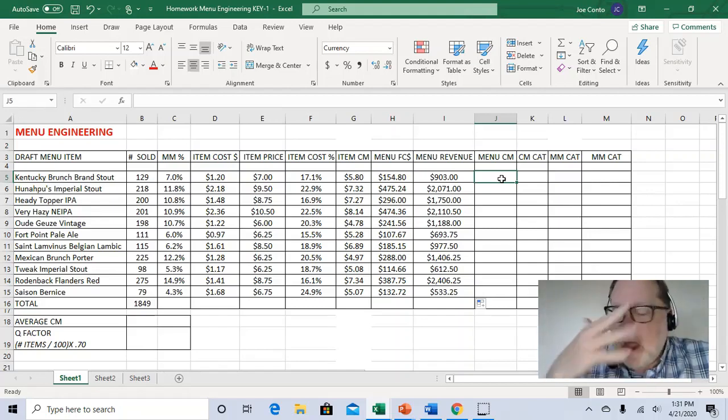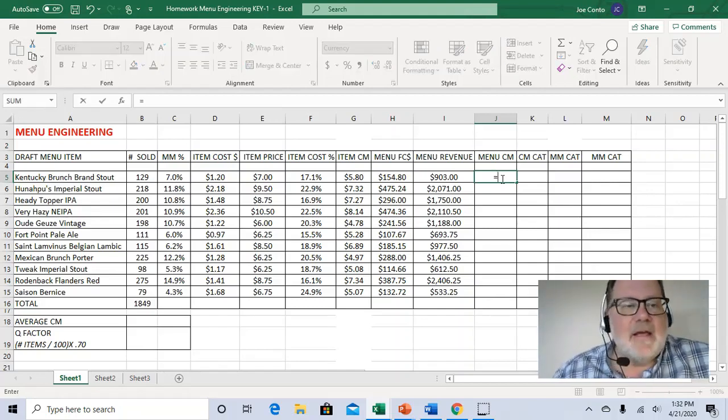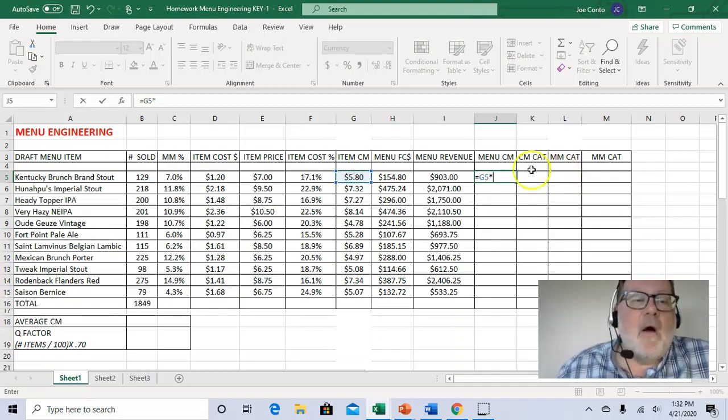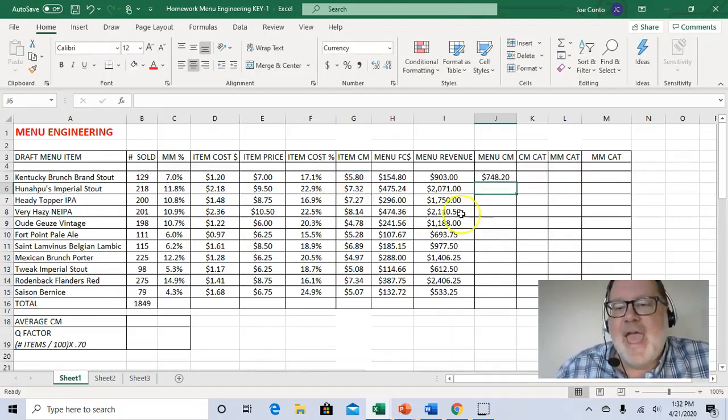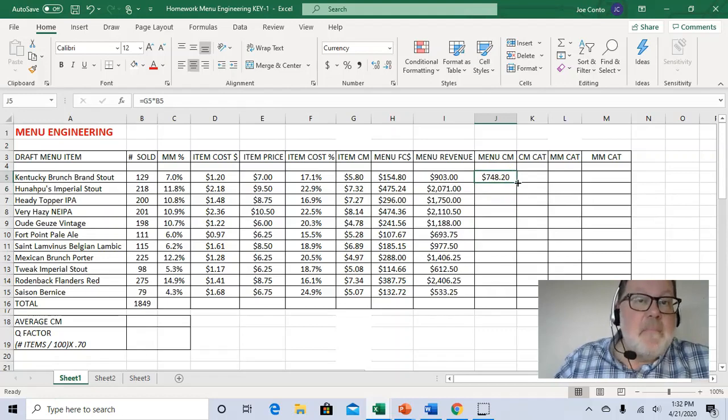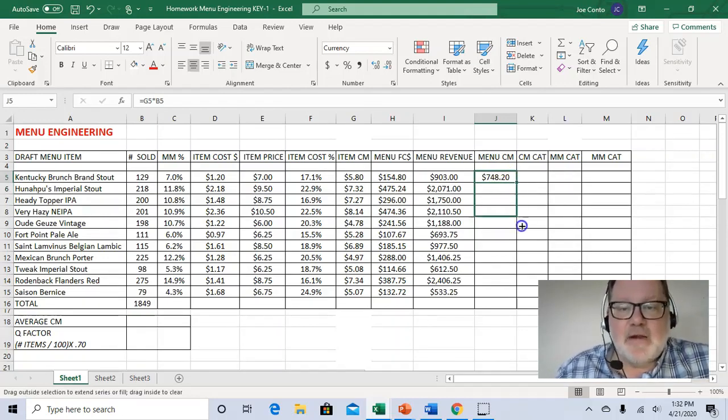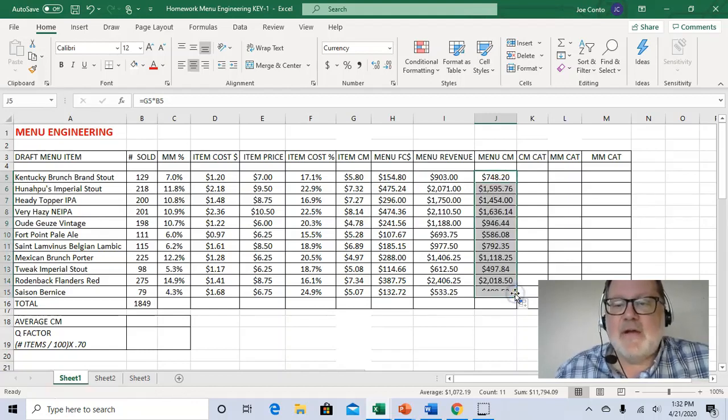And in this case, we see that for that stout, the item contribution margin was $5.80. Remember, after I paid for the beer, I have $5.80 left. I multiply that by all the stouts I sold, $129, and my contribution margin is, after I paid for the stout, I have $748.20 left in contribution margin. My margin is that amount that I have left over after I pay for the product cost itself. And again, I can just drag it down like I've done before.